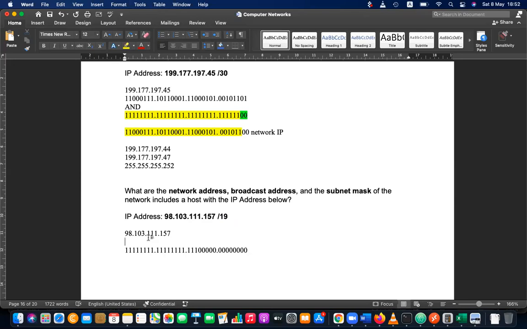Yes. 98. What is the IP address in binary? 98 is 0 0 1 1 1 1 triple 0 1 0, 00010. This is 32 plus 64. 32 plus 64 is 96, plus 2, 98.